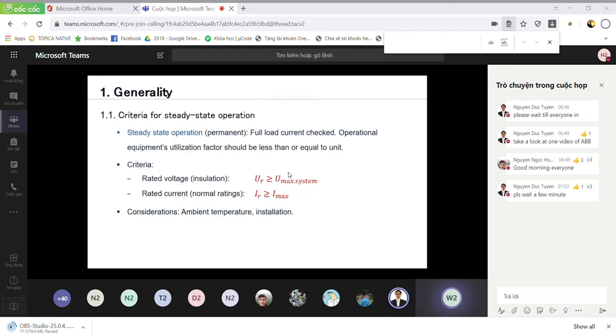Okay, hello guys, I hope you're all keeping well. So today we are going to talk about the seventh chapter. I'm going to talk about the first and second parts, and here is the generality. In there, criteria for steady state operation. Steady state operation, full load current checked, the operational equipment utilization factor should be less than or equal to unity. And then the criteria is rated voltage UR greater than or equal to U max of the system, and rated current greater than or equal to I max. And consideration there is ambient temperature and the installation.